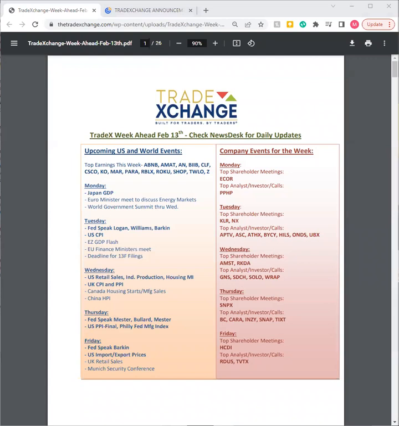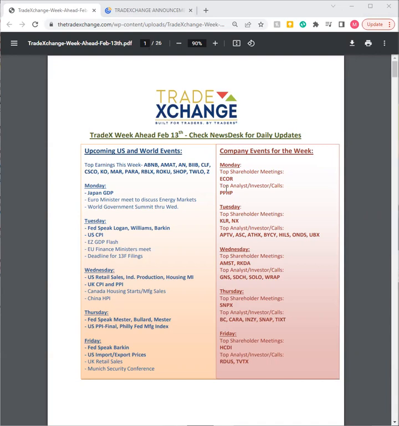On Thursday, on the U.S. side, we have the PPI final and the Philly Fed Manufacturing Index. We also have Fed speakers Mester, Bullard, and then we have Mester again in the evening. So Mester will be speaking twice on Thursday. On Friday, we have the U.S. import and export prices, as well as Fed speaker Barkin.